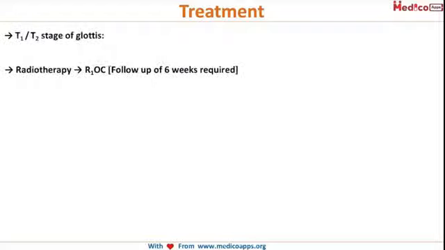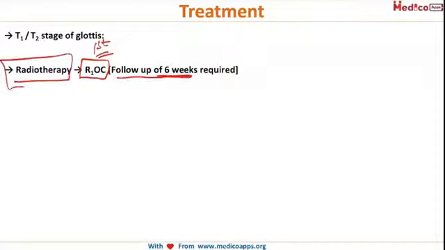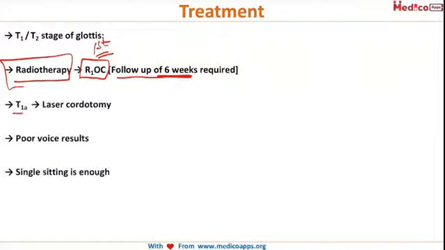So T1 and T2 stages, the treatment of choice, that is the first treatment of choice, will be radiotherapy, okay? There will be a follow-up of 6 weeks which will be required from the patient if he undergoes radiotherapy. Okay, however, there is another option for T1a, which we are calling laser cordectomy. We just remove that mass from the larynx using a laser.